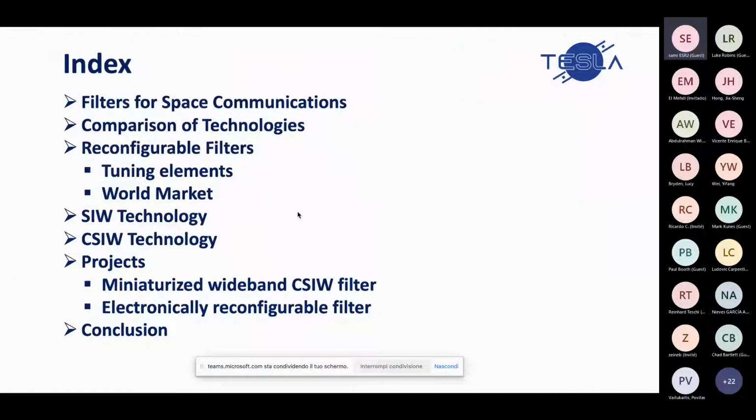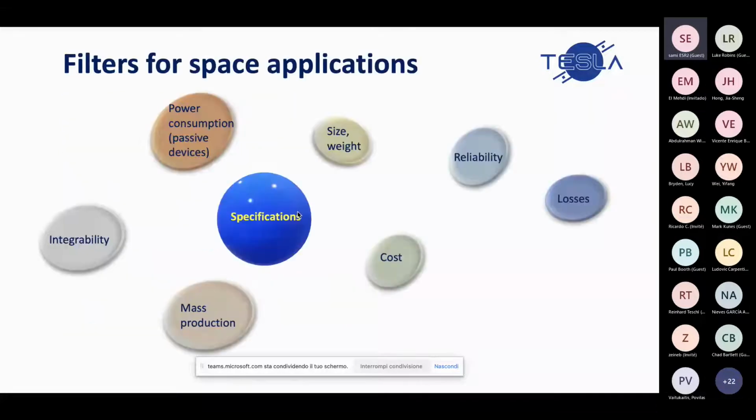So, as we can see from the index, I'm going to start by explaining in general the characteristics that filters for space application must have. Then why SIW technology can be a good choice. Then we move on to tunable filters with a brief market research, followed by SIW technology and more precisely coaxial SIW technology with 2 examples of projects that I worked on. One is a miniaturized filter, and another one is the reconfigurable one with varactors, and finally the conclusion.